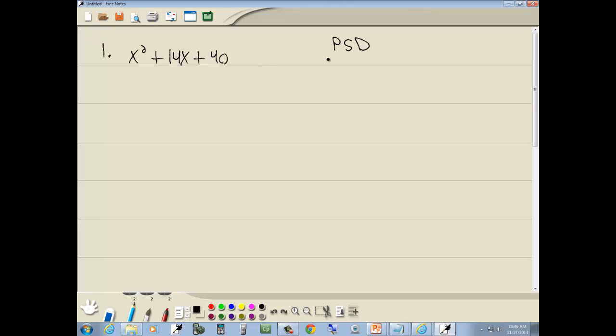This is a PST. What we do is we take the number at the end, which is the 40, and we ignore signs. If that was a negative 40, it would still work with 40. And we're going to come up with 3 columns. Now the first column, P column, the P is for products. The S, the middle here, is for sum, and D is for difference.